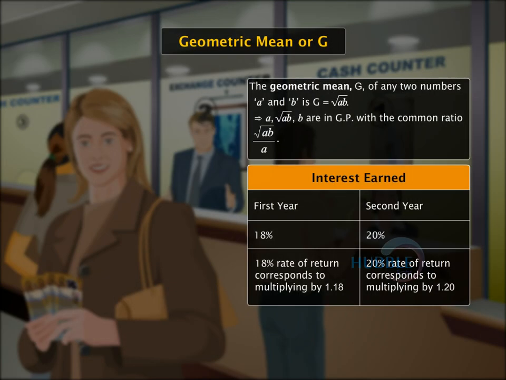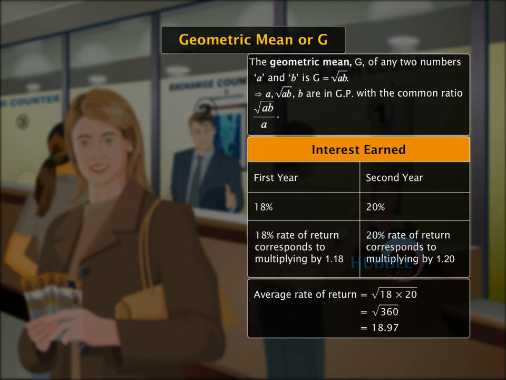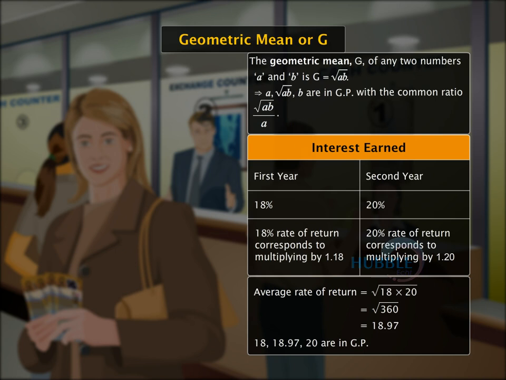The geometric mean, g, of any two numbers a and b is given by the square root of the product of a and b. The sequence a, square root of ab and b forms a GP with the common ratios as shown. Therefore, we get an average rate of return by calculating the geometric mean as shown. So the average rate of return is 18.97% per annum. Note that all three numbers are in GP.